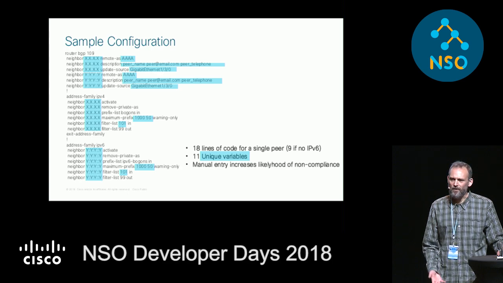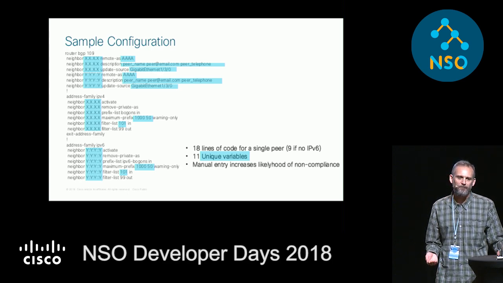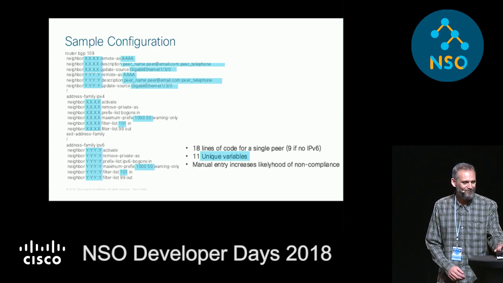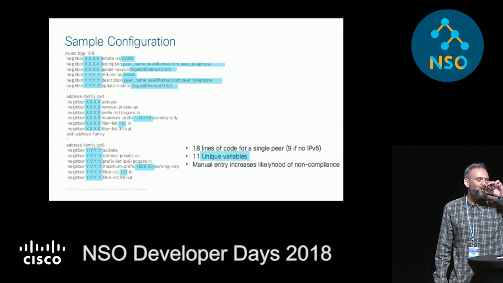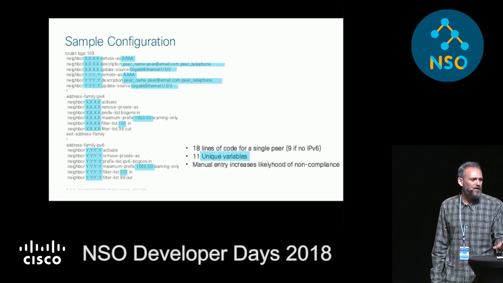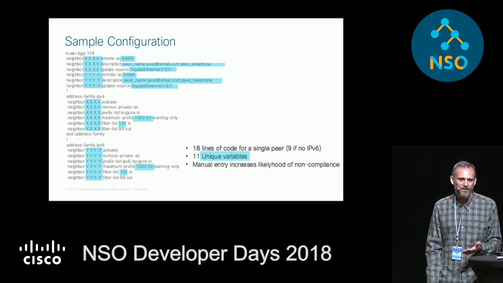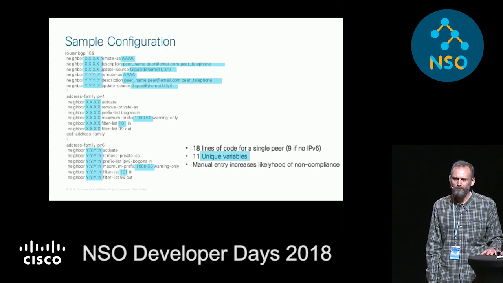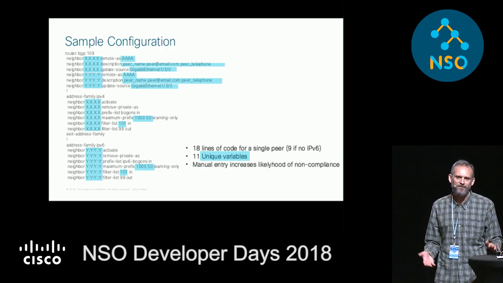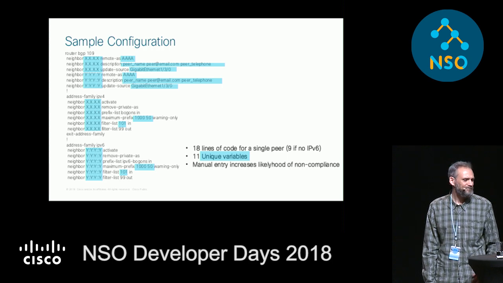And it's not uncommon to have peers where you could have 20 or 30 or maybe 40 peers on an exchange. And so if you're looking at 18 lines of CLI per client, then if you're having, say, 20 peers, then that's around 400 lines of CLI that you're trying to maintain by hand on the device.